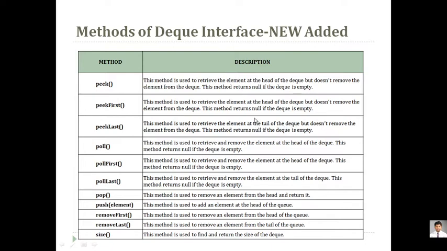If you want to read the element from the tail, you have to use peek last. The peek function is always used for reading the elements, not for deleting them. Peek is only for reading the element. When you go for the poll function, poll will read that element and also remove it. So this method retrieves and removes the element at the head of the queue. So poll will be removing the first element of the queue, and it will return it and the space will be emptied. So that element will be removed.